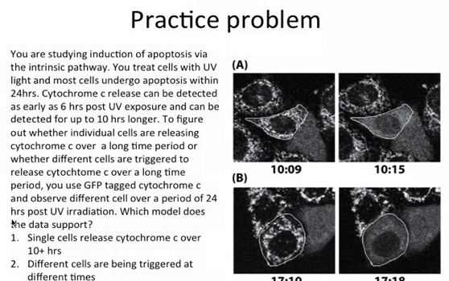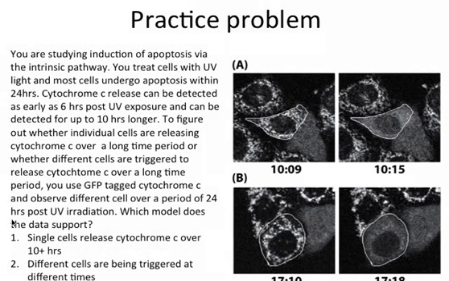So to look at this, you tag your cytochrome C with GFP so you can look at it, and you observe different cells over 24 hours, and this is what you see. So this is the time. So you're doing live cell imaging. So this is 10 hours, 9 minutes, 10 hours, 15 minutes. So that's one cell that you're watching for that time. This is 17 hours, 10 minutes, 17 hours, 18 minutes, one cell that you're watching.